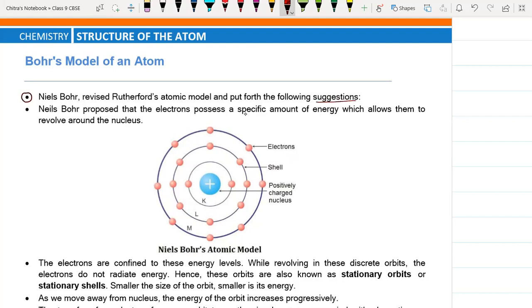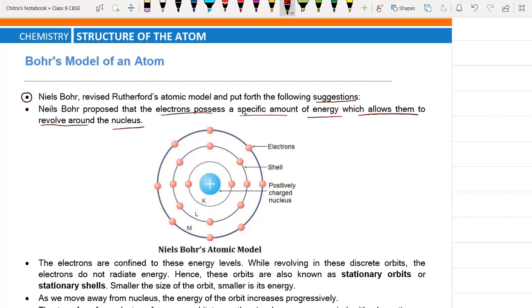So first suggestion is that he proposed that the electron possesses a specific amount of energy. See, the important drawback of the Rutherford model was he didn't explain the stability of atom, right? So he failed there. So Niels Bohr works on that model only, and he came with the solution. The solution says electrons possess a specific amount of energy which allows them to revolve around the nucleus. Means their energy level remains constant.